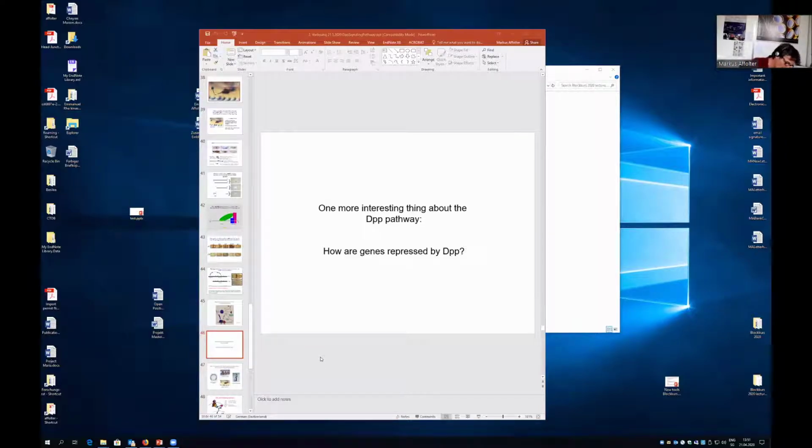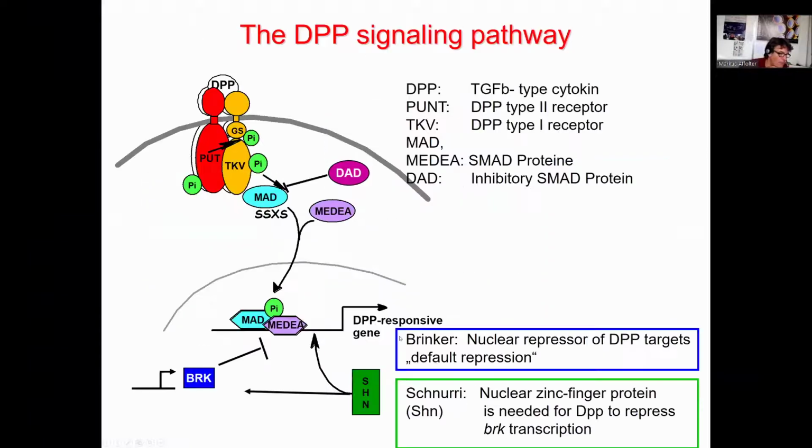What we know now, we have the ligands, DPP, we have the receptors Thickveins and Punt, so it's quite easy actually. You know where they are. These are receptor serine threonine kinases. They phosphorylate MAD. Phospho-MAD binds to Medea, this other SMAD, as a trimer or a hexamer, they go into the nucleus and regulate genes. And what we saw is that they activate label. Good, three components, easy. That's where we are here. So the duck.